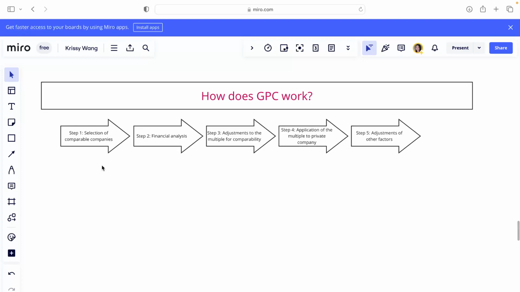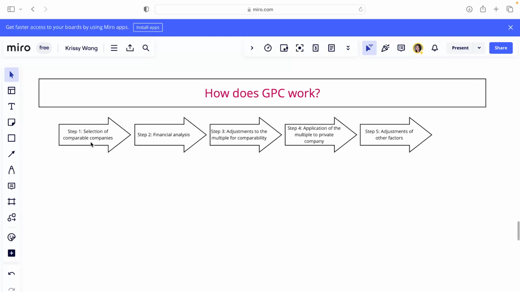I divided the GPC approach into 5 major steps or stages. First, you start with a selection of comparable companies. This is when valuation analysts analyze all the companies available in the open market and decide which companies are similar to the company I'm trying to evaluate. Once you put together a list, then you start analyzing the financial statements, metrics, market conditions and industries related to the comparable companies that are similar to the private company you're evaluating, as well as the financials of the private company you're evaluating.